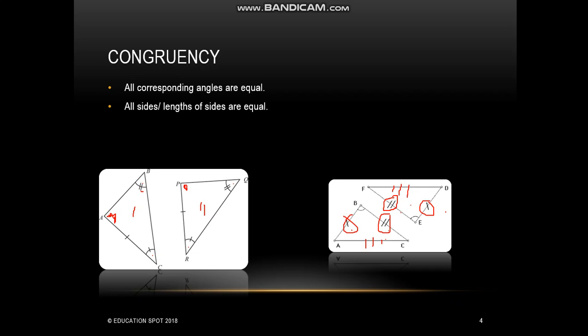Now, looking at these 2 figures, you can see that these things look the same, but they are not orientated the same, or they are not placed in the same direction. Now, congruency doesn't take the orientation into consideration. It says after translation, reflection, rotation, a shape and its image are congruent.